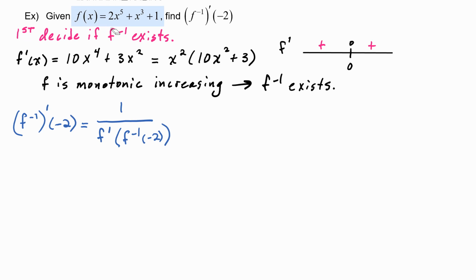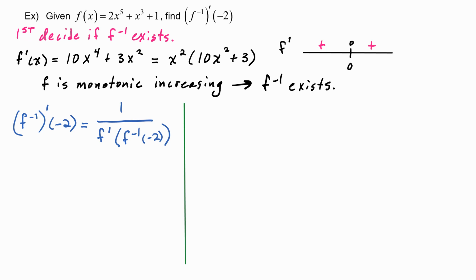Imagine if we took f of x, replaced the f of x with y, and then switched x and y. We would have x equals 2y to the fifth plus y to the third plus 1. There's no easy way to isolate the y variable. We can't factor it. We can't isolate it in any way. So we're going to have to come up with another method for finding this value without knowing what the inverse function actually is.